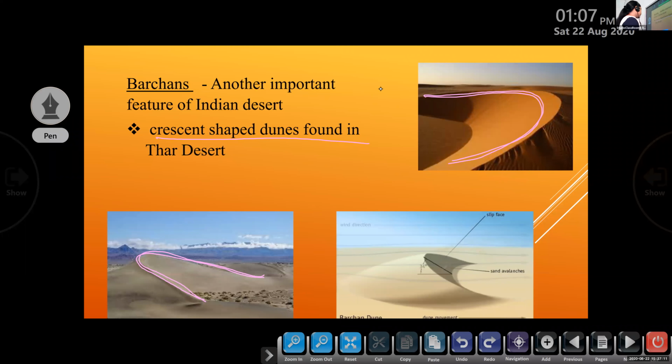How did it happen? It occurred due to the action of wind from one direction. It occurs in all sandy deserts all over the world. So it is not only a feature of the Indian desert or Thar desert, it occurs in all sandy deserts all over the world. I hope this part is clear.